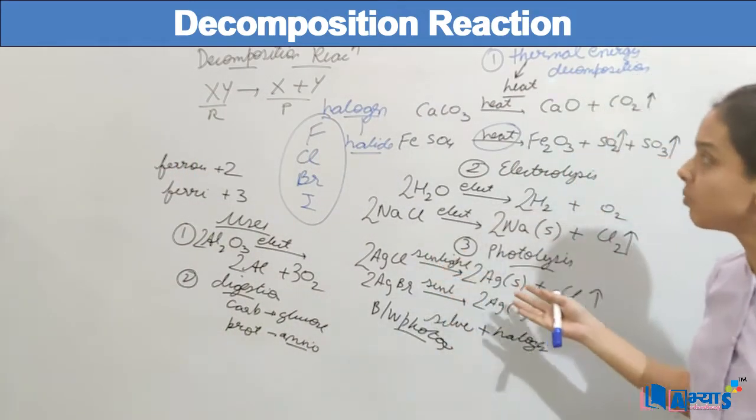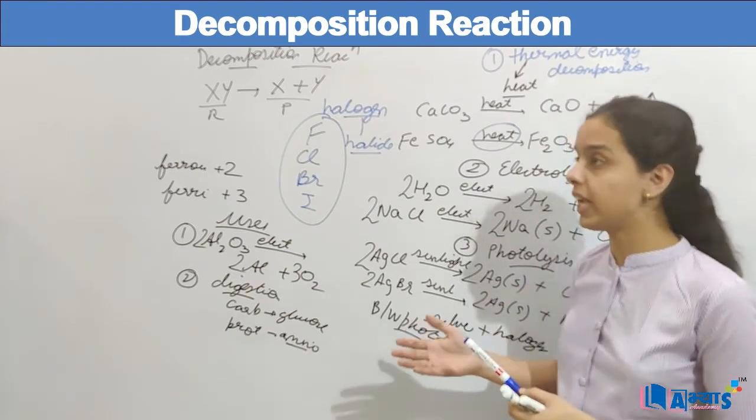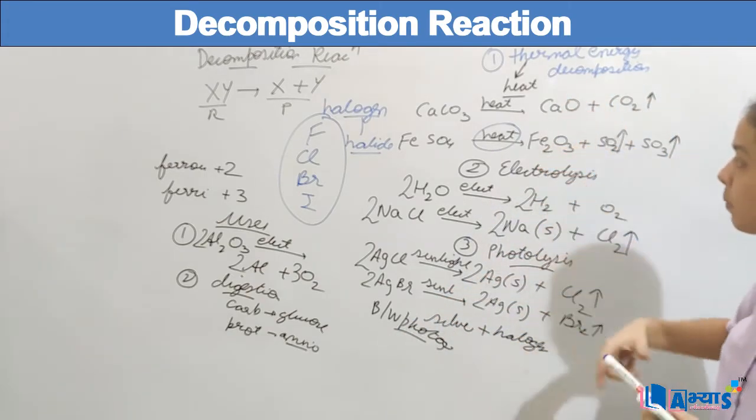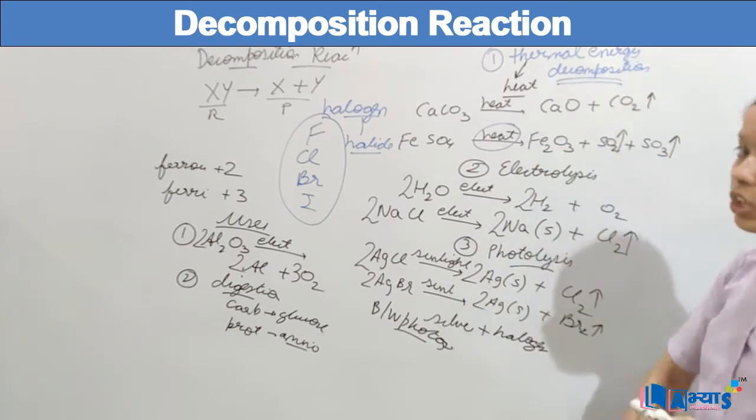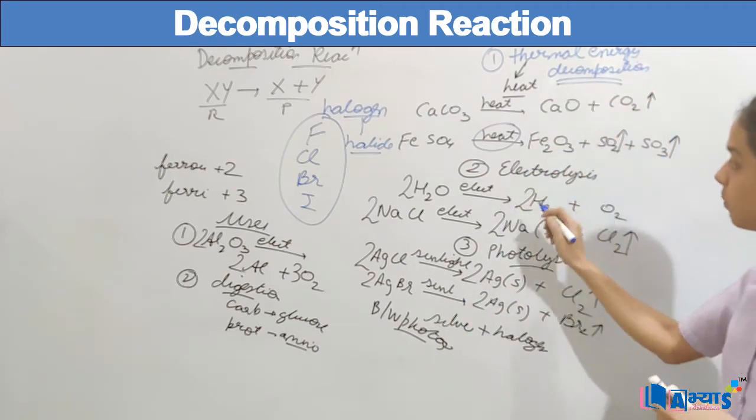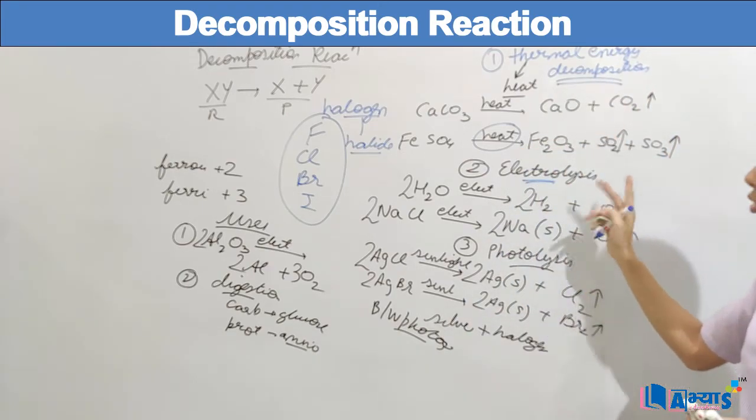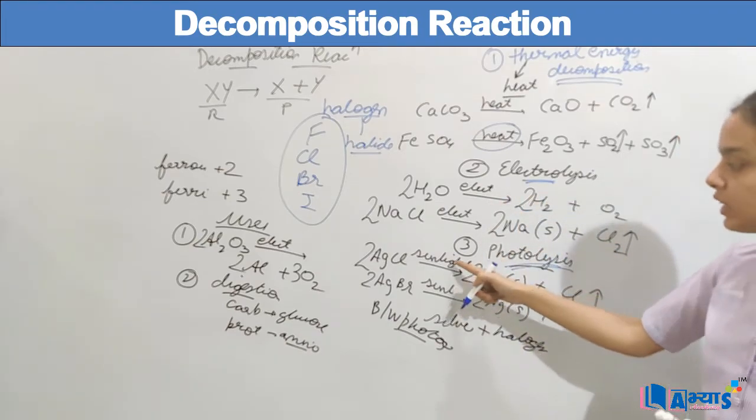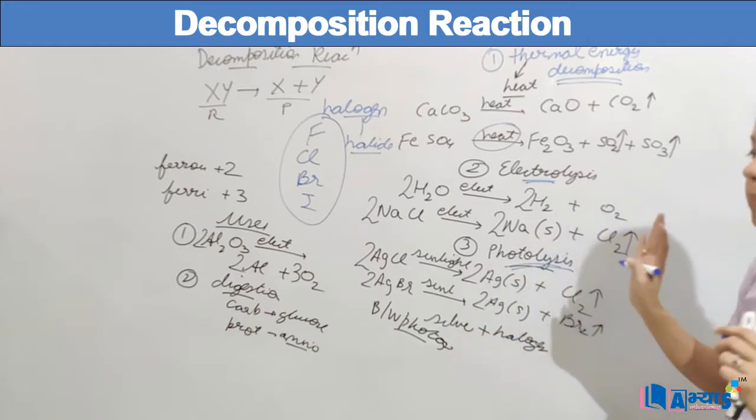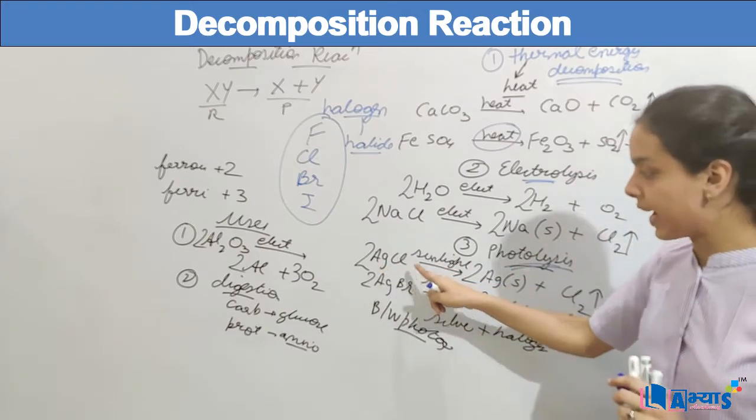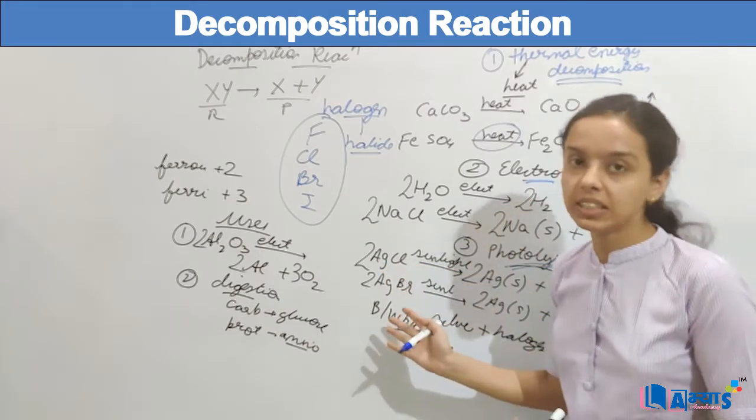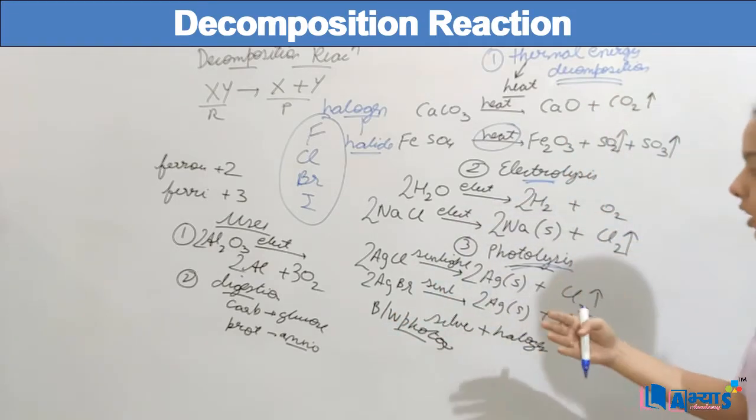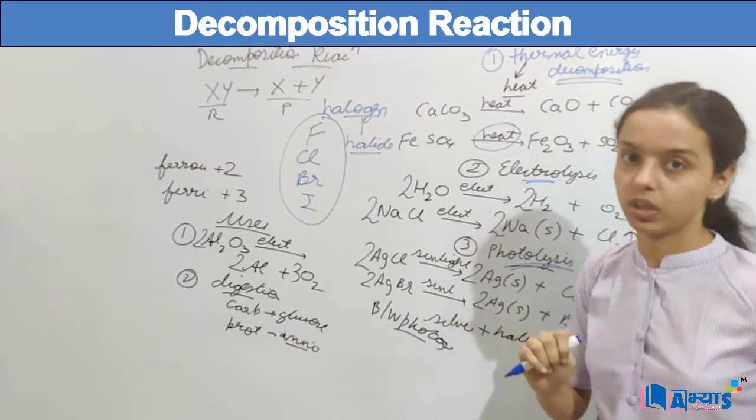So this was everything about the decomposition reaction, in which we have discussed the major three types. One was thermal decomposition using heat energy. Then we had electrolysis, providing electricity. Then we have photolysis, done in the presence of sunlight. The best example for this is silver chloride or silver bromide. Both of these reactions were used previously to develop black and white photographs.